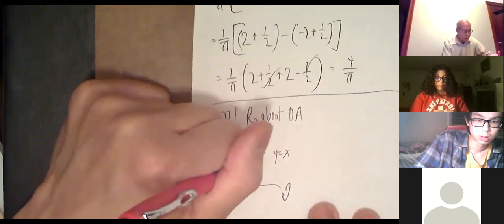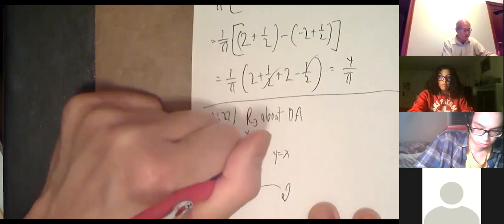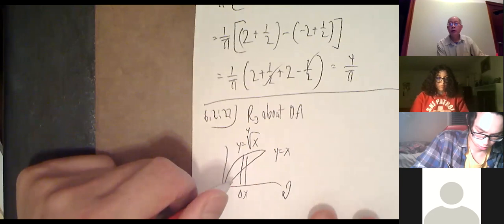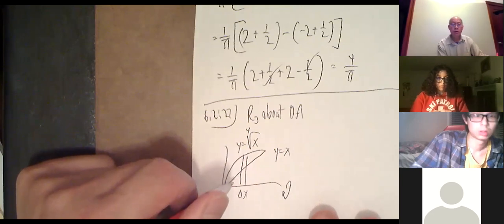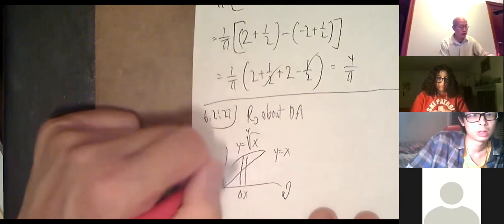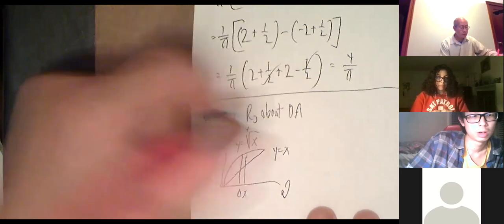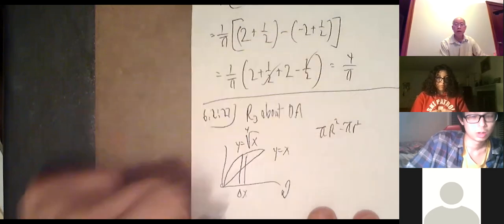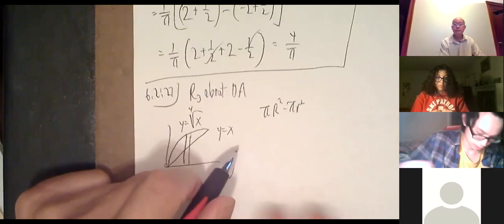Okay, so I'll slice delta x just because I'm more comfortable with that. So it looks like the washer method. Okay, so I have a bigger radius and a smaller radius. So it's pi big R squared minus pi little r squared that I'm going to integrate.